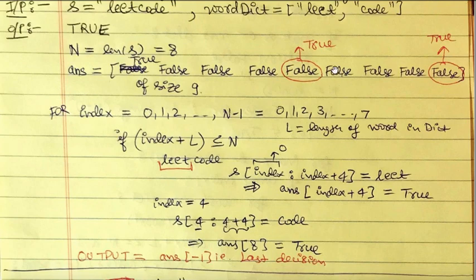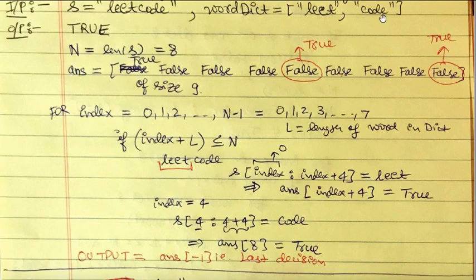So now, again, our index is 5, and we will consider both of the words in wordDict. We first consider leet, which is of length 4, so L equals 4. The word starting from index 5 and going for 4 characters is code from the string, and we compare code with leet. It doesn't satisfy, so it's false.